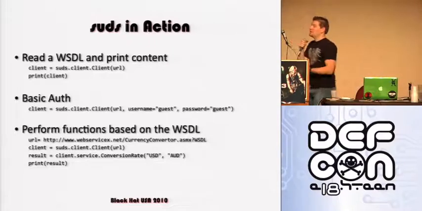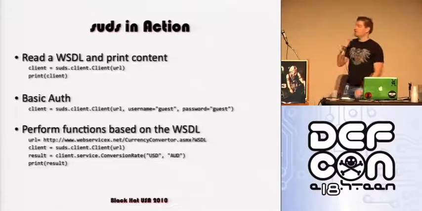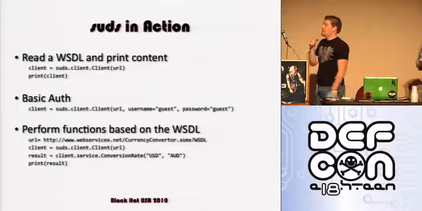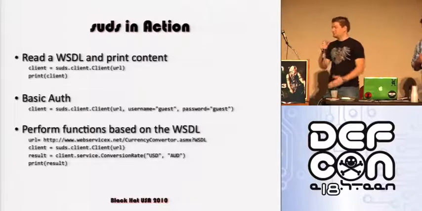And then to perform functions based on the WSDL, you just call the method. So here's an example of doing a currency conversion. Right here, you point it to the WSDL, you create the client, and you get your result, and you print your result.